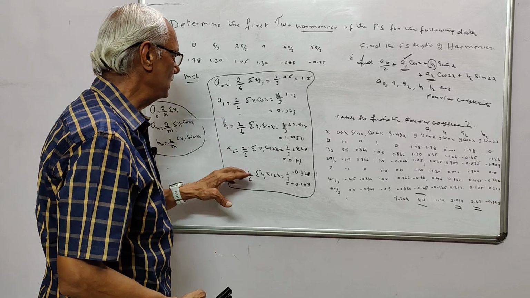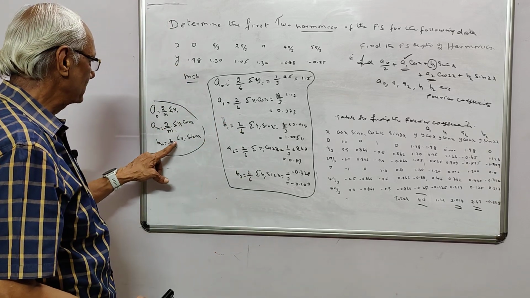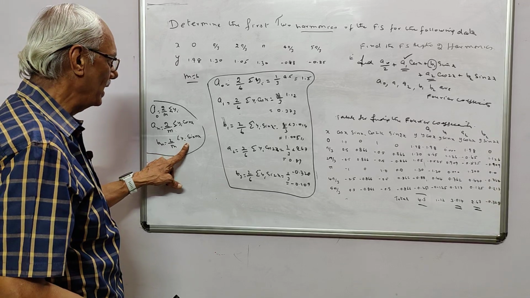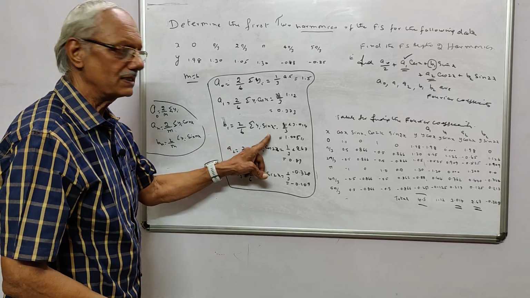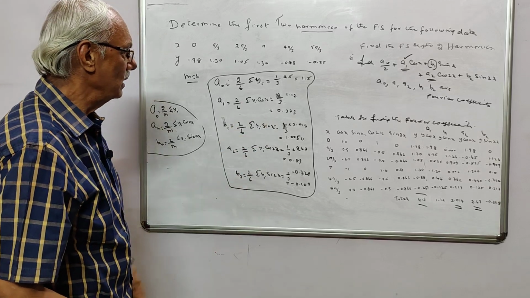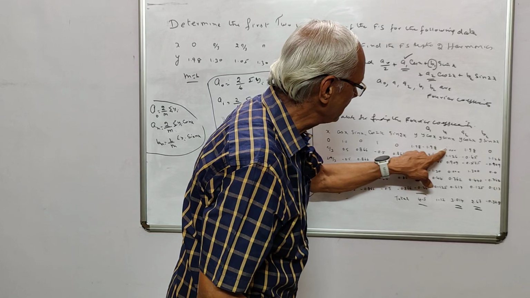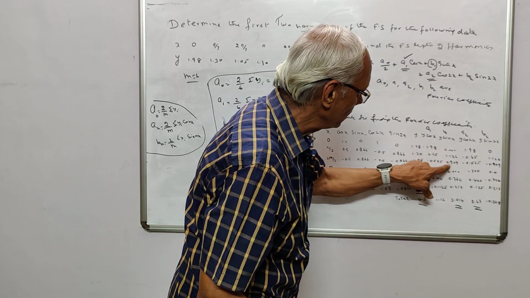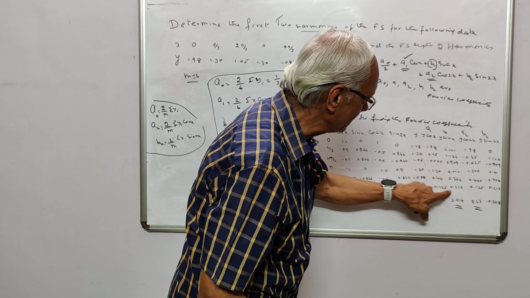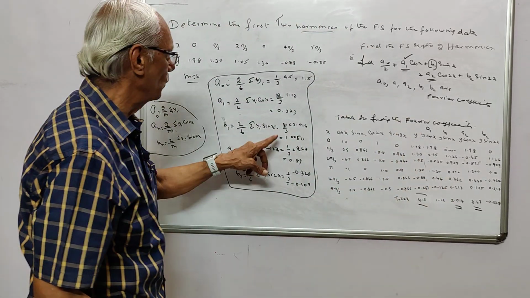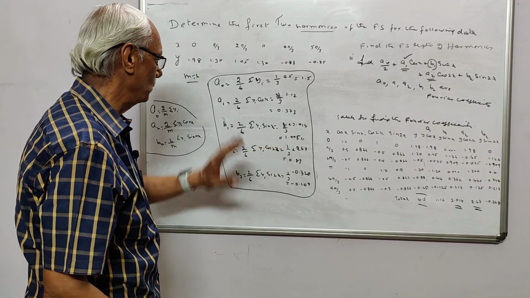Then your B1. What is your B1? 2 by 6, this is a formula, 2 by 6 into sigma of yi sine x, because I want sine x here. Now, what do you get here? This is y1 sine x, y2 sine x, y3 sine x, y4 sine x, y5 sine x, y6 sine x. So you get 3.014. Divided by 3, you will get. So this is your Fourier coefficient B1.